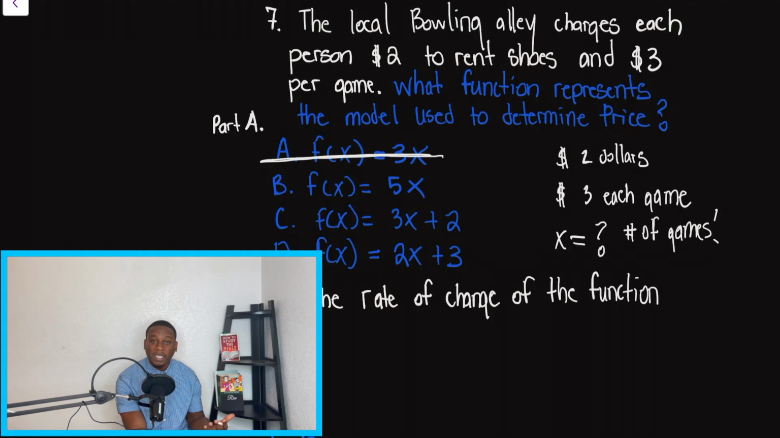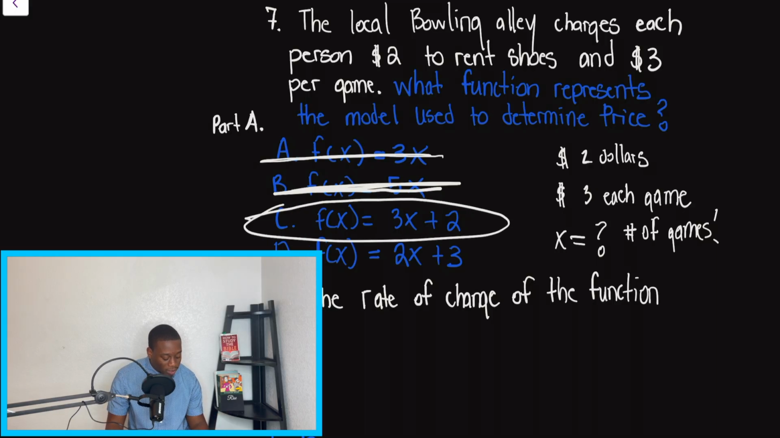We look at B. Well, they didn't say anything about $5, and we can't add those together because you don't pay $2 per game per shoe. No, you pay $2 one time, and the rest of the money that you pay is based on the number of games. So we know that this is not true. So now we get down to C and D, and we know that one of these has to be our answer. And we should know that the correct answer choice is C.